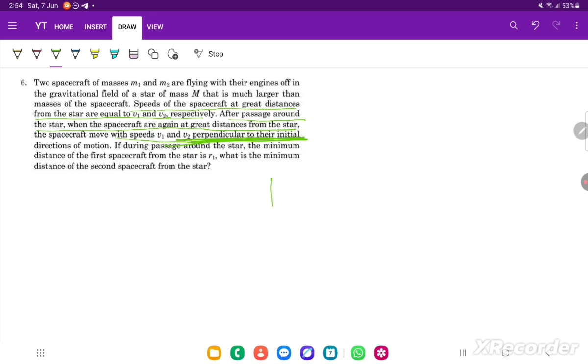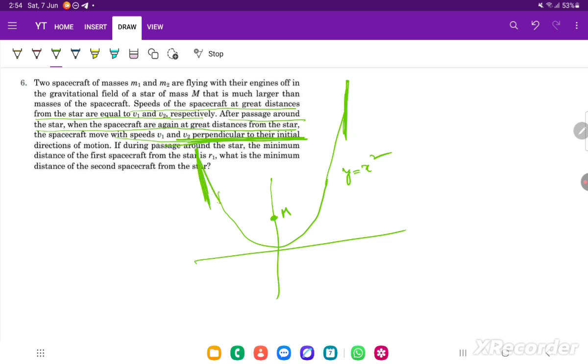If it was a parabola, let's say this is one parabola, y equal to x square. This is the focus of the parabola. This will be the capital M around which the two spacecraft are moving. So at large distance, the tangent to the parabola will be almost vertical, and here also it will be almost vertical. So this will be the initial direction of the velocity v1, and this will be the final direction of the velocity v1. So these two are anti-parallel in direction, right? Not perpendicular to each other. So our given condition is not satisfied by a parabolic trajectory.